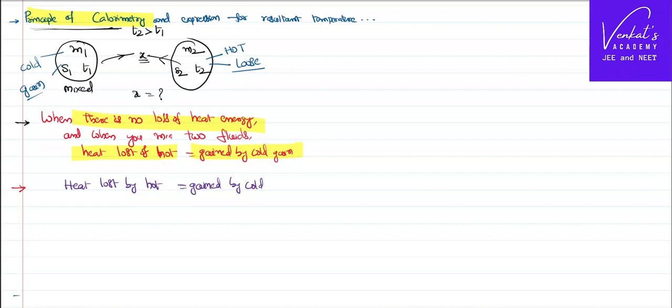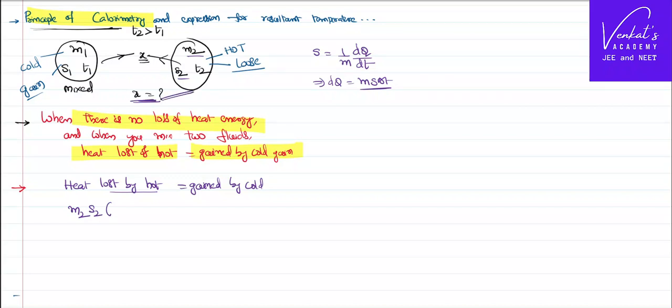Here, if you notice carefully, there is no change of state. Both of them are going to remain in the same state. As they remain in the same state, we shall use the definition of specific heat as the amount of heat required to raise the temperature of unit mass of a substance by 1 degree centigrade. So heat lost or heat gained can be found using the formula m s delta T. So the heat lost by the hot body is the mass of the hot body m2, specific heat of the hot body s2.